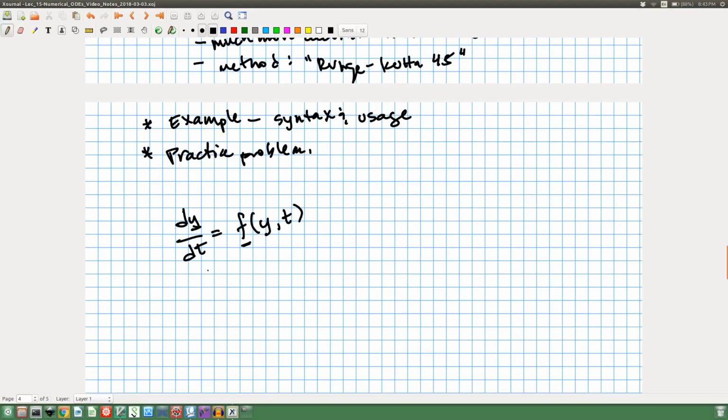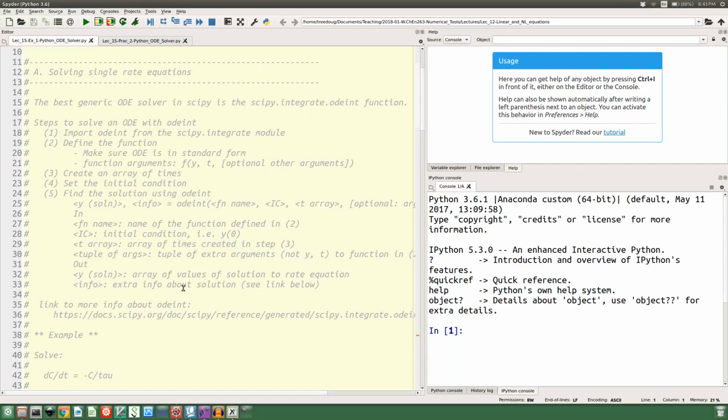The function I'm defining is the right hand side function. So we want to make sure that we define that function in its standard form, and the arguments of the function are going to be y comma t comma other optional arguments that are parameters. When we talked about nonlinear equations, we also had a form like this. We had y, we didn't have a t, and then we had optional other arguments.